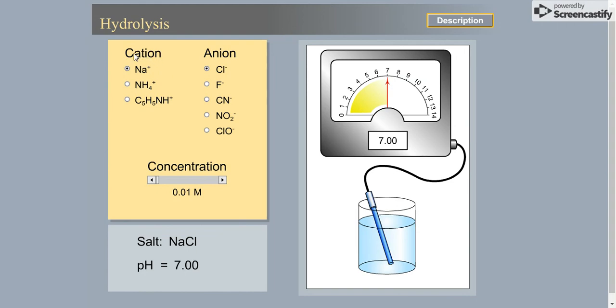And what you need to do is choose a cation and an anion to make a salt. And in this case, the sodium and the chloride make sodium chloride salt. Notice the pH is 7.